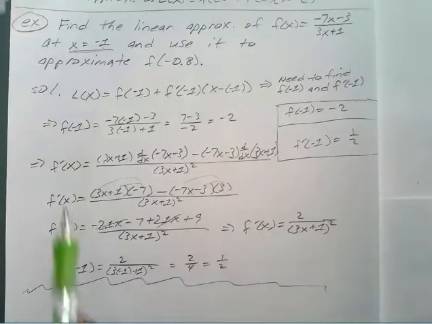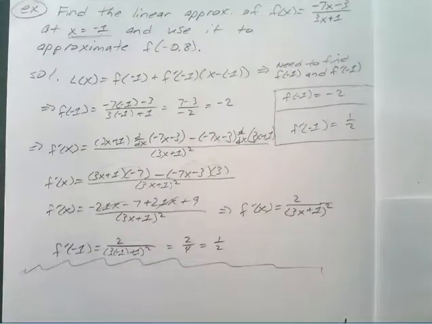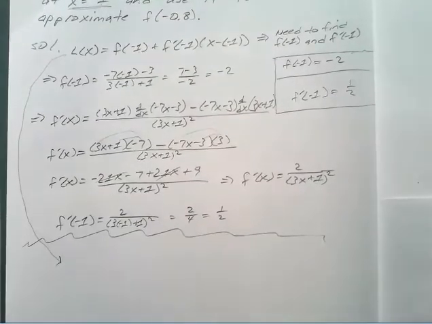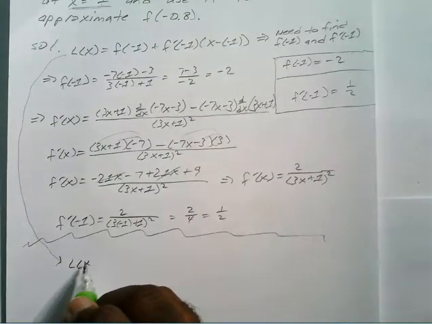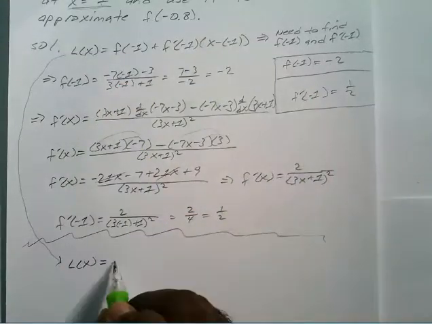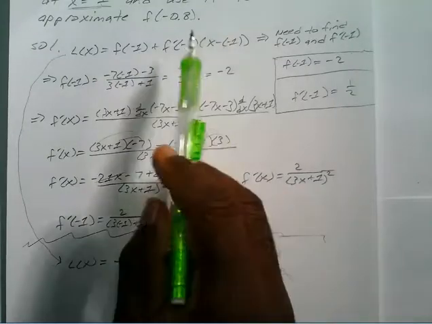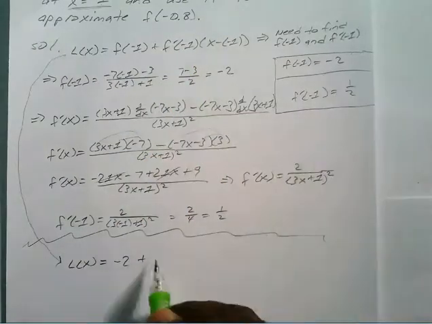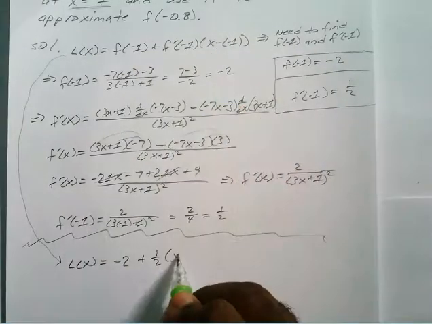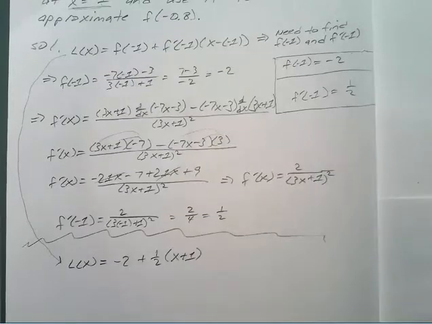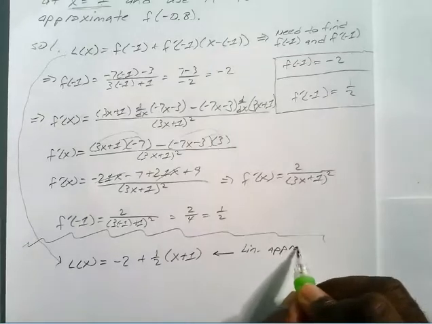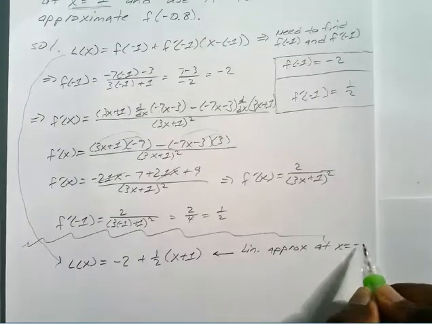Now we can plug everything into our linear approximation formula. Our linear approximation is equal to our f of negative 1, which is negative 2, plus our f prime of negative 1, which is 1/2, times x minus negative 1, that's just x plus 1. So this is our linear approximation at x equals negative 1.